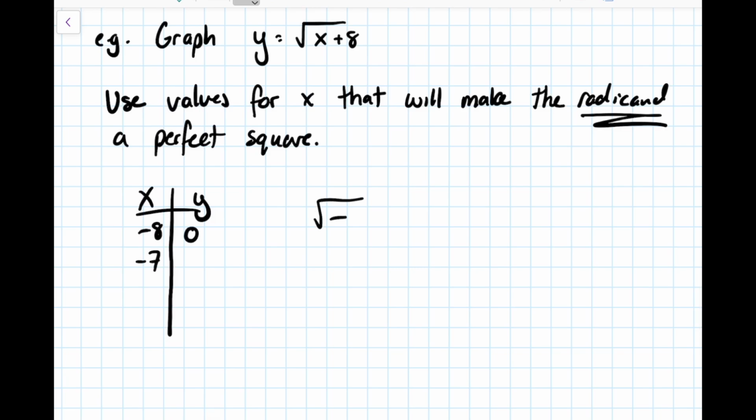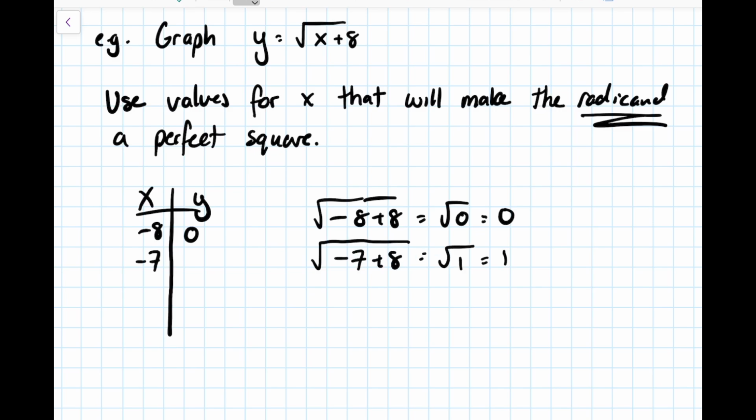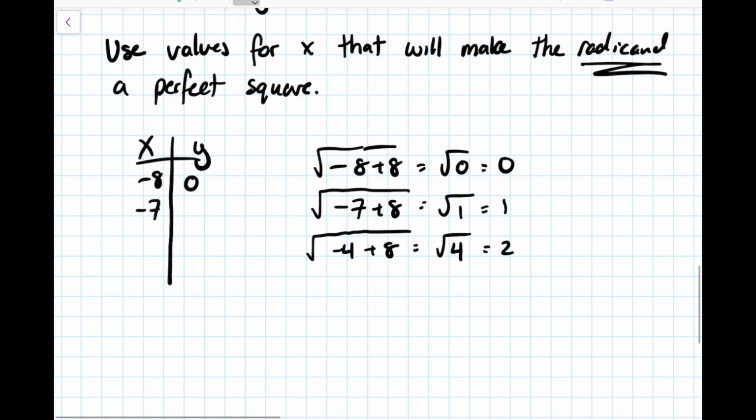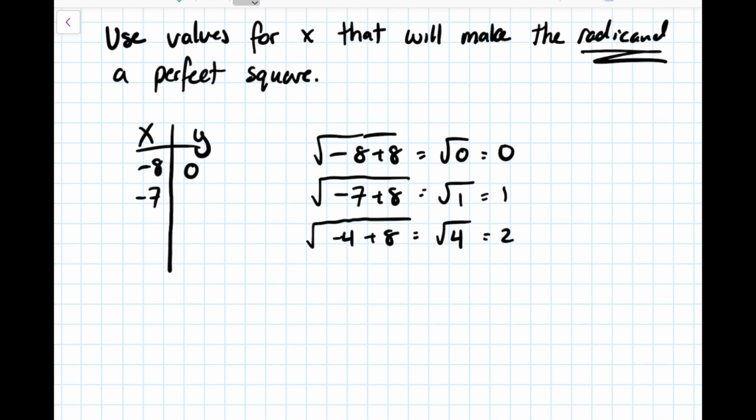So we've got negative 8 plus 8 equals the square root of 0, which is 0. We've got negative 7 plus 8 equals the square root of 1, which is 1. Then if we want to make it 4, we would probably use negative 4 plus 8. Gets me the square root of 4, which gets me 2. And so we're targeting these same numbers, right? We want to get 0, 1, 4, and 9. It's just a matter of what you have to add or subtract to get there.